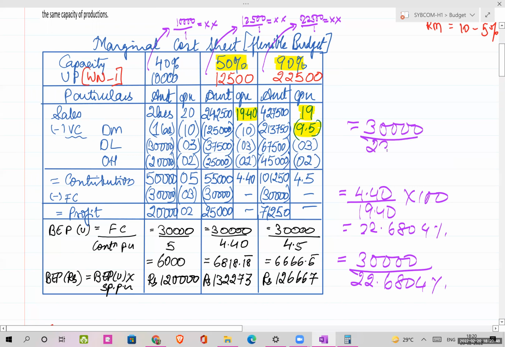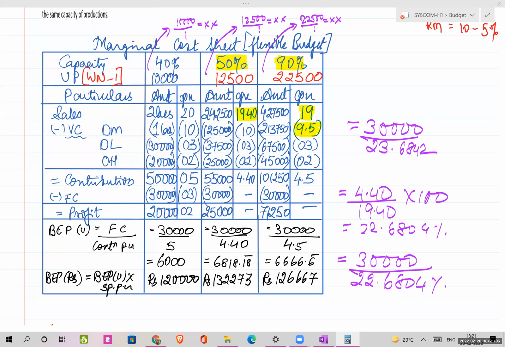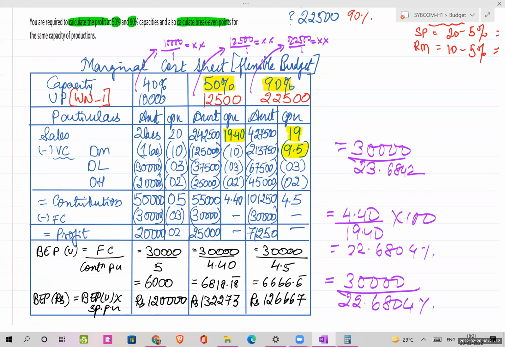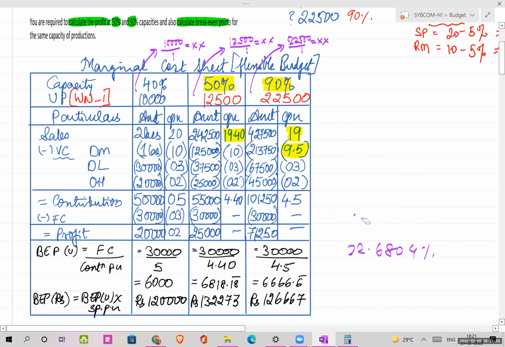So go with this formula. Let's check. 30,000 divided by 23.6842%. Yes, it's matching. It has to match. So I hope it is clear with this, how to verify your answer. Everything is clear about it. Again, I will repeat, all this comes with only practice. So let's end here, and in the next lecture I will take up flexible budget based on some other variety of question.